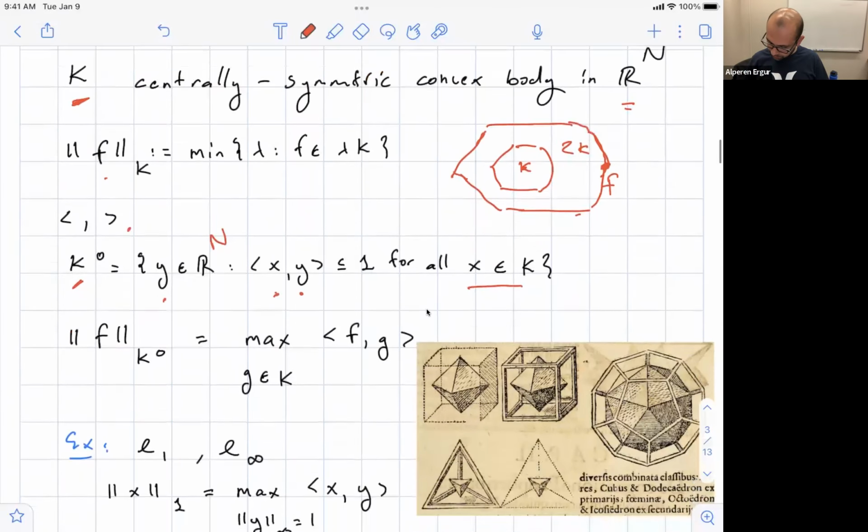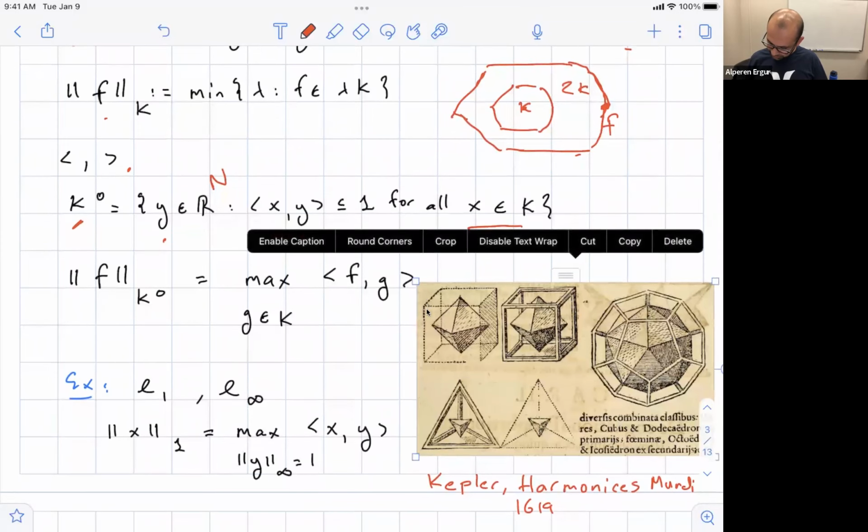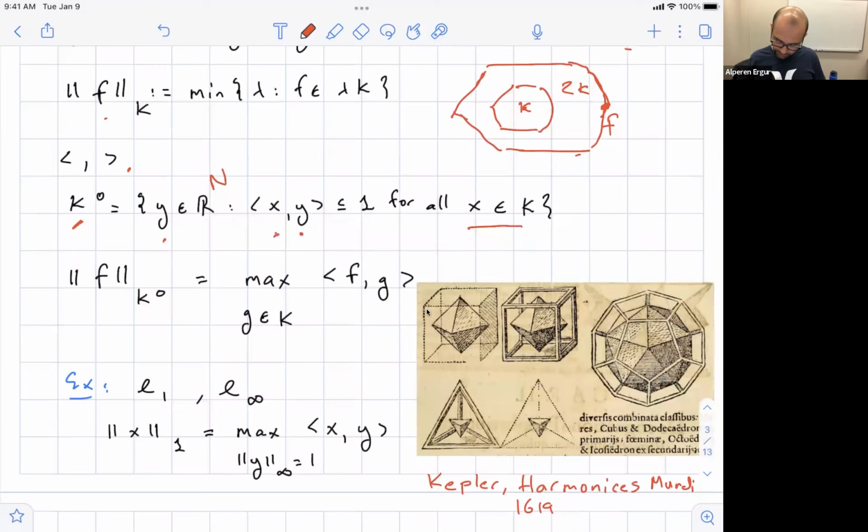And here I found a picture from Kepler's 17th century book, which shows you that the dual of a cube with this definition is the cross polytope. Some cute picture here. Now let's also think about the norms coming out of it. I'm going to get to this point in one second. Let's just do the example. So L infinity is the cube. L1 is the cross polytope.